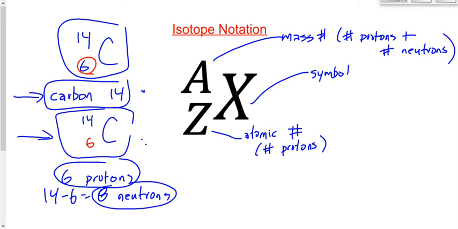Let's try one more example before we move on to where this actually gets used. Uranium-235. Oh, look at that. I didn't give you the number of protons. Where do you find it? What is the atomic number? Check your periodic table. Everybody find that now.